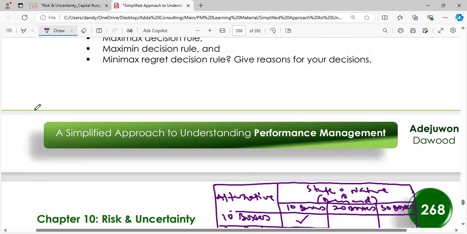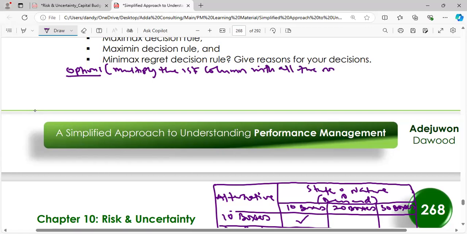The first option, the first action that you are going to take is to multiply the first row, sorry, first column, because that's where you have the contribution. Multiply the first column with all the rows. That's the first action that you are going to perform.